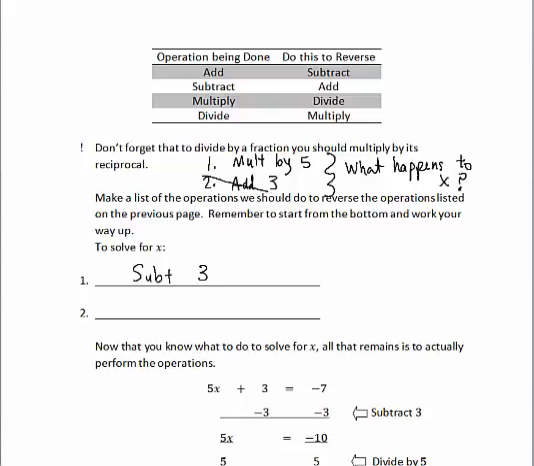So we've undone this operation. Continuing backwards up our list, we run into multiply by 5. How do you undo multiplication? Well, you divide. To undo multiplication by 5, we divide by 5. And this is our list of the steps we need to take to solve the equation and get the variable by itself.